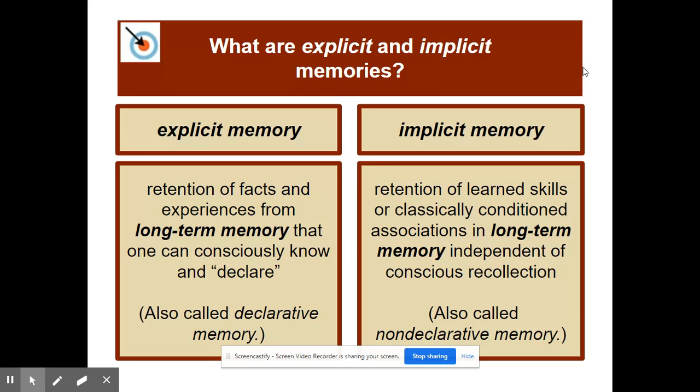Explicit memory is the when and where I learned it. It is the first time you learned to ride your bicycle, or you're working at a job and you can remember them telling you what to do or showing you what to do. All right. So this is also long term memory, but we know and we can declare it. It's also called declarative memory.